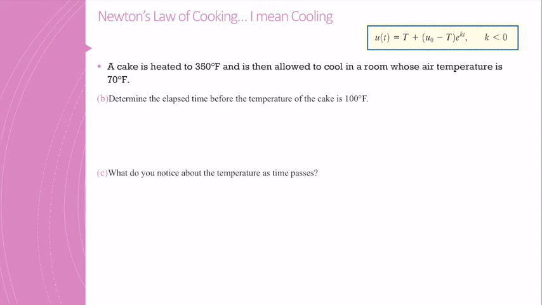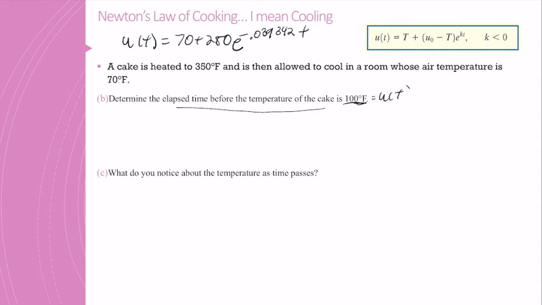So let's say this cake is heated to 350 degrees and then is allowed to cool in a room whose temperature is 70 degrees. What if I want to determine the amount of elapsed time before my cake is 100 degrees? So I still have the same equation, which we found was u of t equals 70 plus 280 e to the negative 0.039342 t. Okay, so I'm going to start this by setting, I want to know when u of t equals 100.